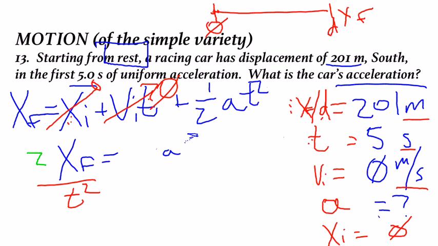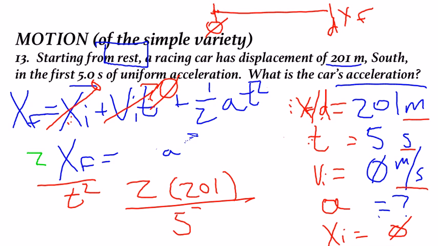Okay, so now we get to plug in our numbers. So we are going to have 2 times x_f, which is 201, divided by 5 squared. Plug and chug, and you get an answer of 16. Ta-da!